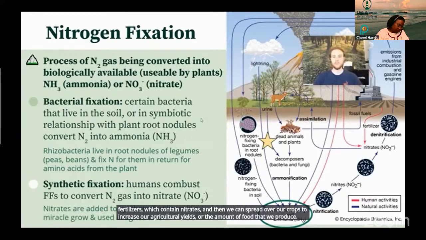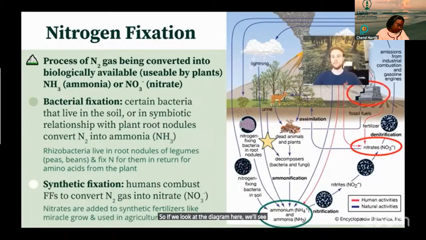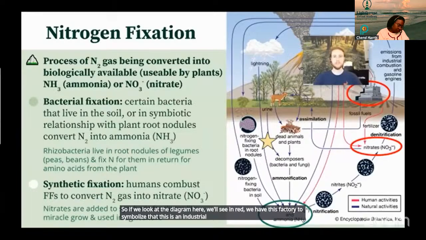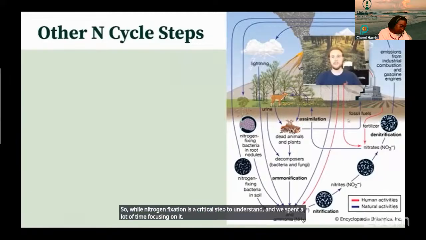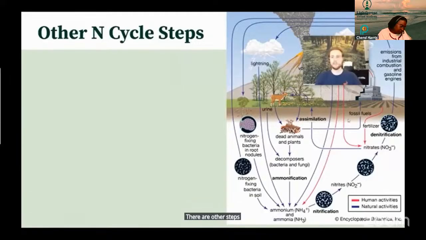So if we look at the diagram here, we'll see in red we have this factory to symbolize that this is an industrial process. Remember, it requires a lot of energy input, and then it's going to produce nitrates, which we'll use as fertilizers in agriculture. So while nitrogen fixation is a critical step to understand, and we spent a lot of time focusing on it, there are other steps in the nitrogen cycle that we'll talk about now.